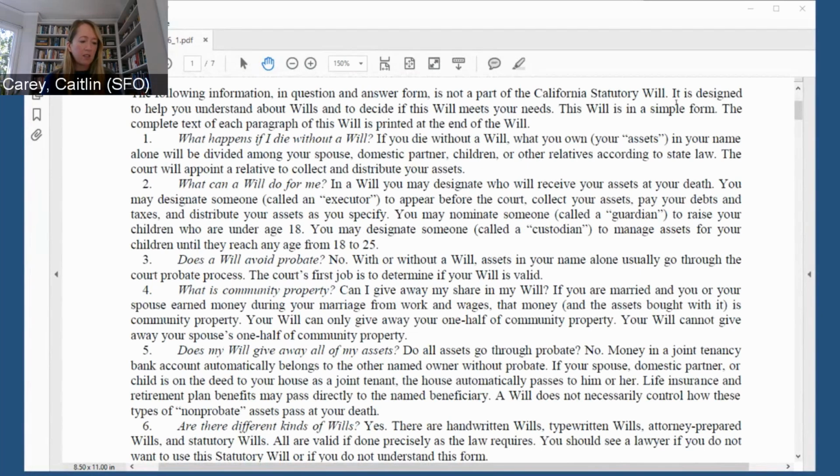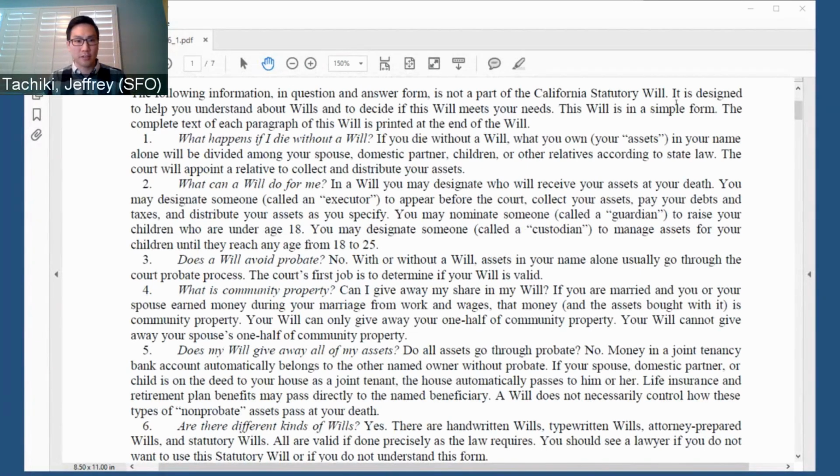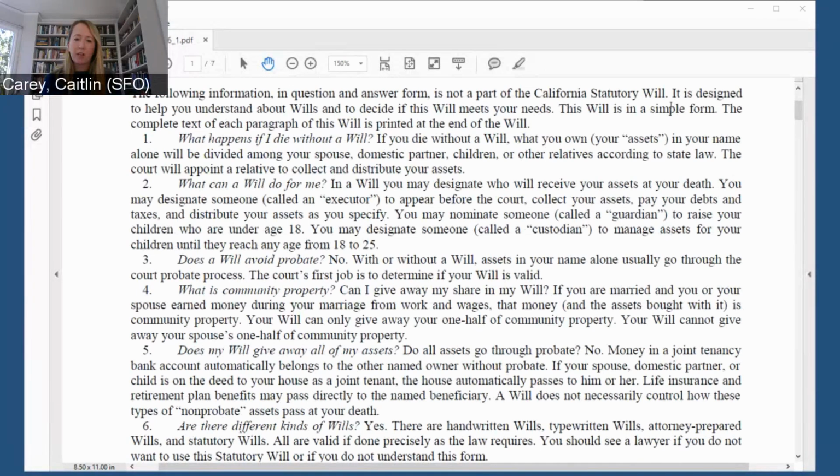And I think maybe it makes sense to give the audience a definition of community property and separate property. Good point, Jeff. So separate property is anything that you bring to the marriage, so any asset that you owned prior to getting married.